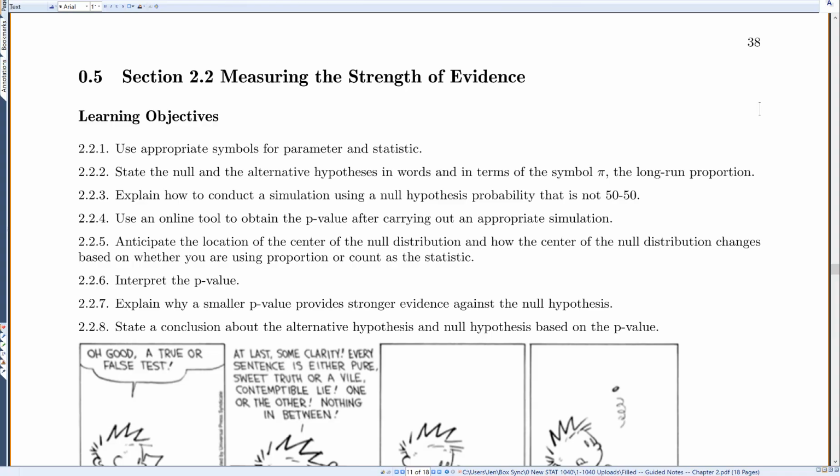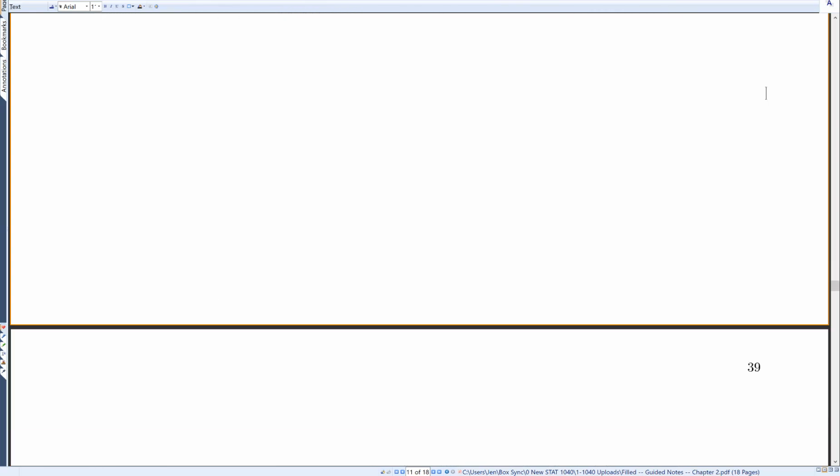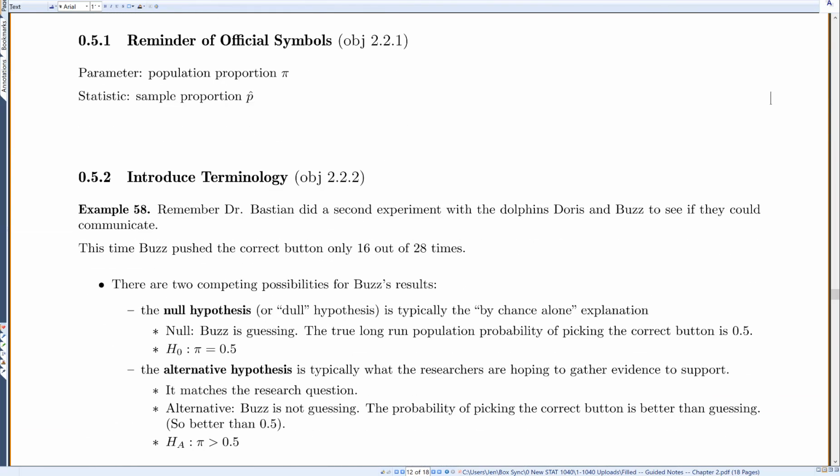This is section 2.2, measuring the strength of evidence. So look through the objectives in the comic. Just a reminder of our official symbols. Our parameter, we said, is our population proportion, which we're going to call pi. And our statistic is our sample proportion, or p hat. Again, the pi is just the Greek letter for p.